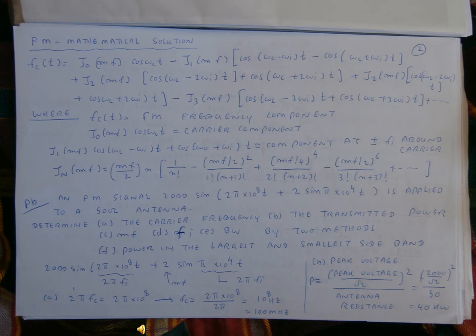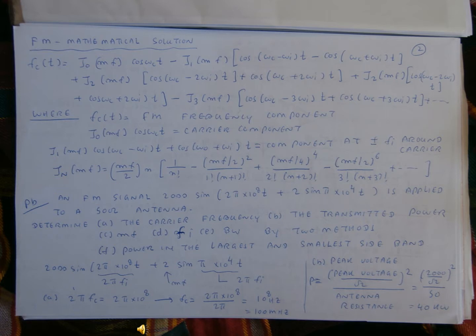And similarly, we also calculate the peak voltage. So the power P is equal to the peak voltage divided by root 2, the whole square, divided by the antenna resistance. That will be 2000 divided by root 2, the whole square, divided by 50. You get 40 kilowatts. So this is the solution for part A and part B of the given problem.